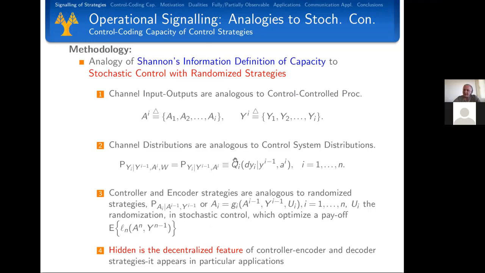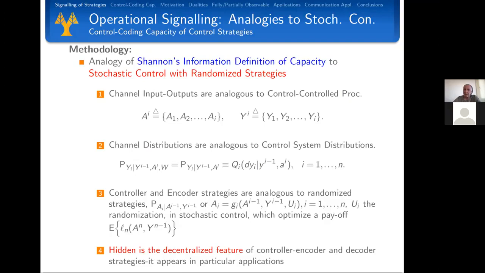Now, in information transmission, you also need to achieve a certain coding rate. So this is the fundamental difference. I should say there are two fundamental differences. There is also a hidden decentralized feature if you do information transmission as well as control, because you actually have two strategies. You have a controller encoder strategy, and you have a decoder. And these share different information. The decoder doesn't observe the message, but the encoder does.